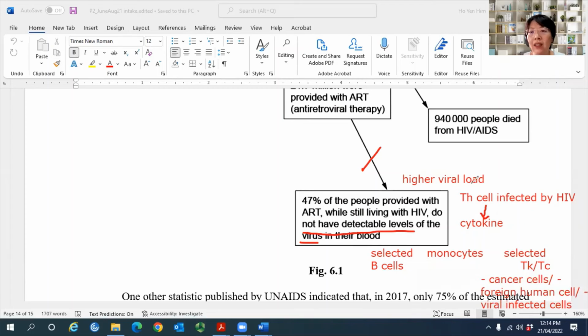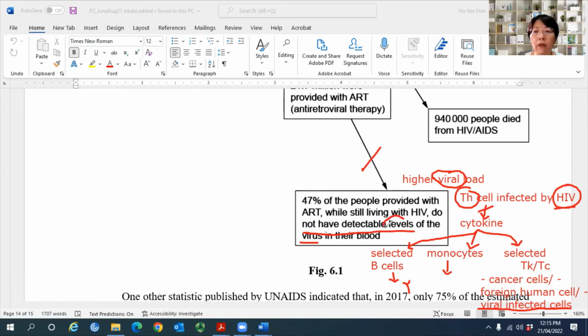So you can see how T helper cell is involved in activating so many different kinds of white blood cells to get involved in immune response, where finally antibodies will be produced, phagocytosis is activated, and the viral infected cells will be killed. So this is how T helper cells help to remove the HIV from the body. When a T helper cell is infected by the HIV, it can no longer function normally. It will not produce cytokine because it becomes an HIV production factory. So HIV continues to be produced.